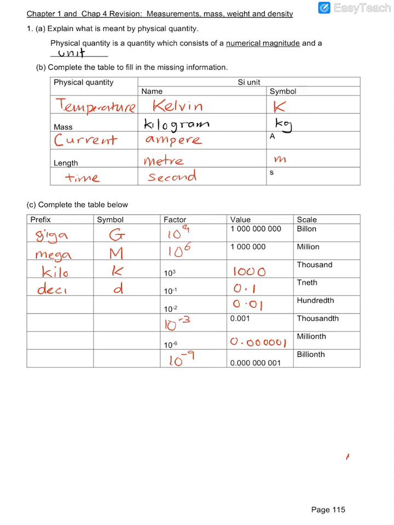Deci, decimal, right? Then comes centimeter, as in centimeter. So centi, and then it's a small letter c. Okay, and then 10 to the power minus 3 is milli, small m, which looks like meter, but it's not. And this one we spell out as milli, M-I-L-L-I.